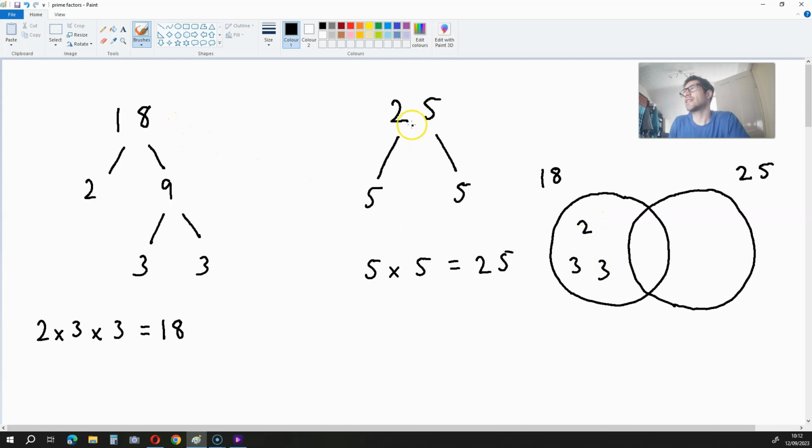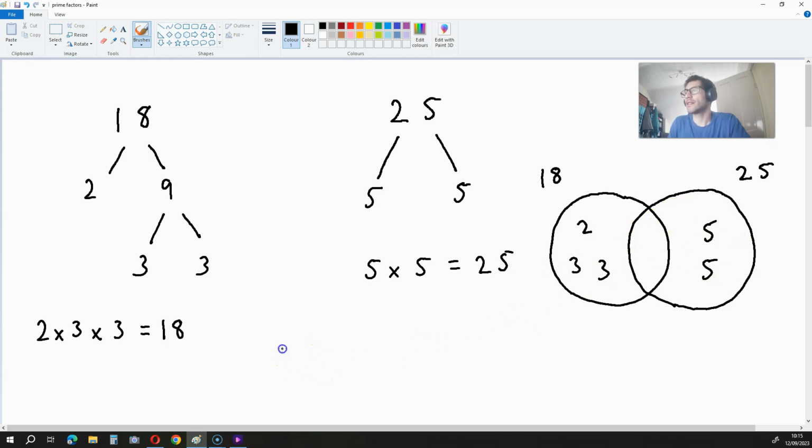Now, if 18 and 25 had a common prime factor, we'd be able to put it in the middle over here. But since that isn't the case, for 25, we've only got 5 and 5 like this. So once the prime factors of 18, 2, 3, and 3, and 25, 5 and 5, are both within these circles, we can find the least common multiple. We do that by multiplying everything inside these circles.